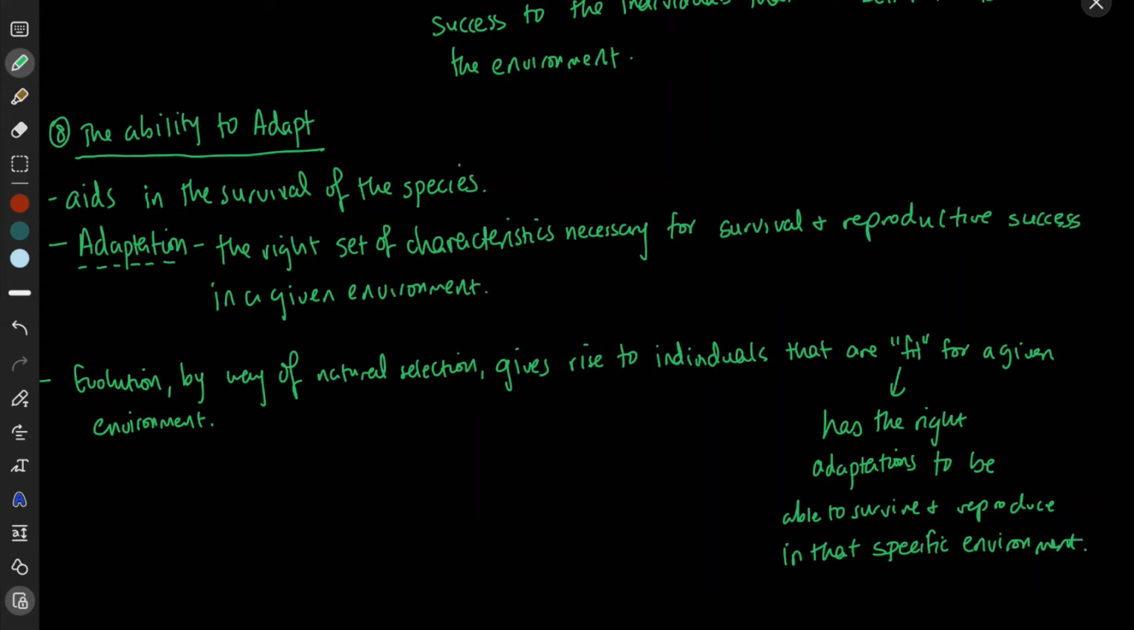Right? So again, being fit just simply means the organism has those adaptations, the right characteristics that are necessary to then confer survival and reproductive success in that given environment. So now, something important to note is that we keep talking about how adaptation is related to the environment, right? So, for example, the right adaptations necessary to survive in the ocean is going to be different from the adaptations necessary to survive on land, right?